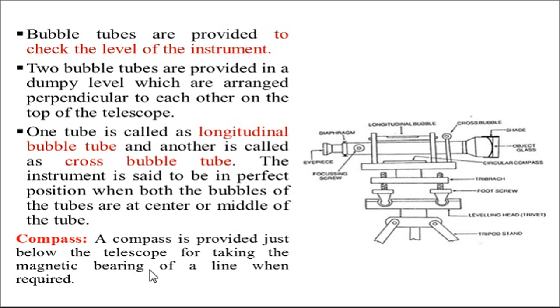Then next one, compass. A compass is provided just below the telescope for taking the magnetic bearing of lines when required. So in this figure here the compass is provided. As we know, in compass there is a magnetic needle and it points toward the north and south direction. So with the help of this compass we can measure the magnetic bearing of various lines.